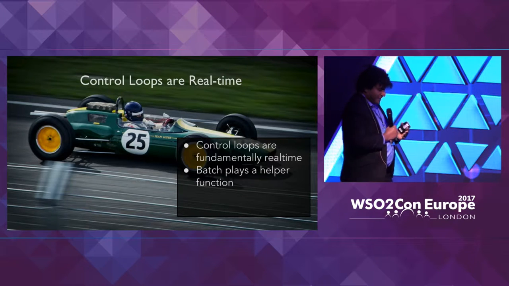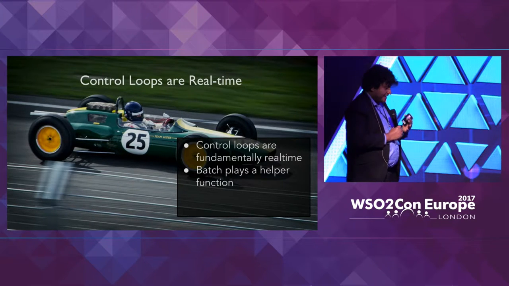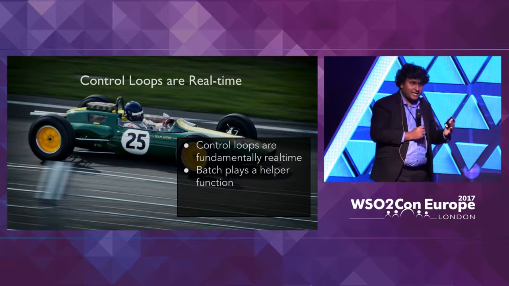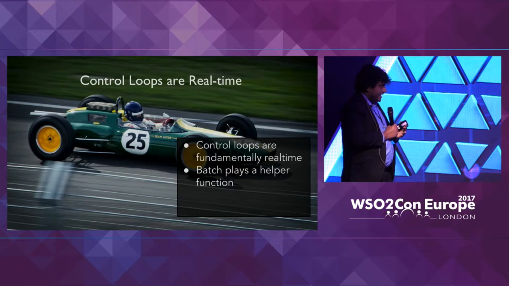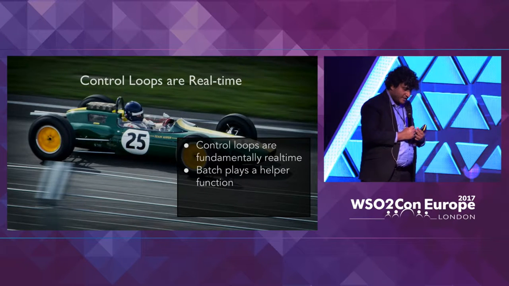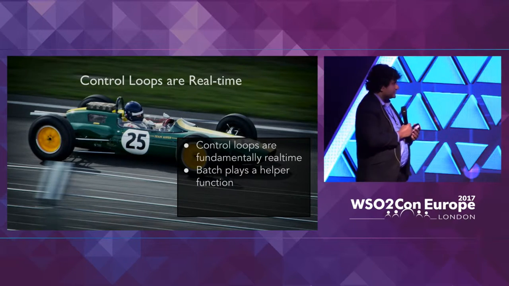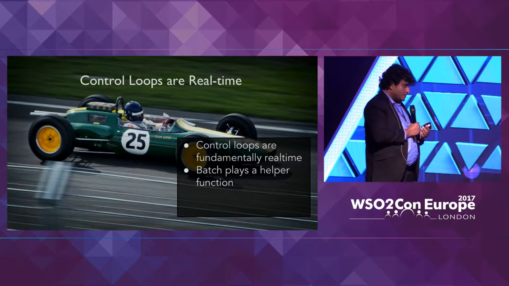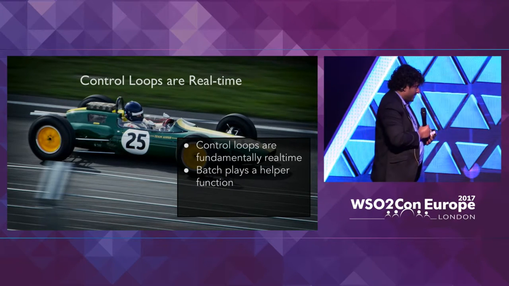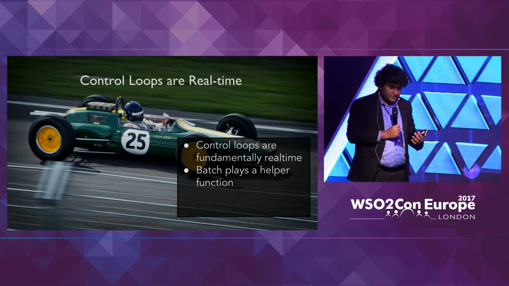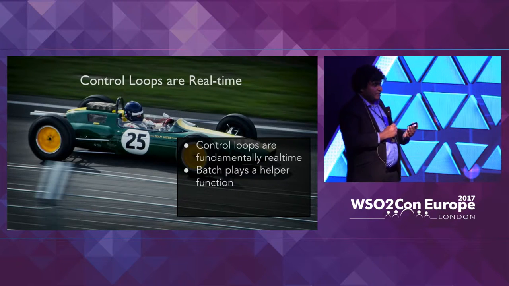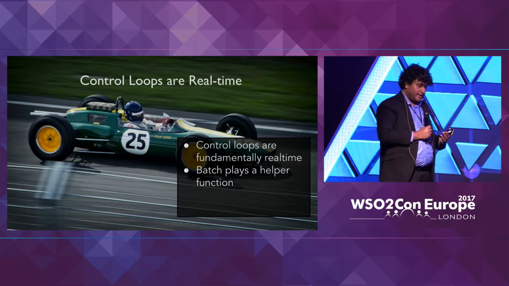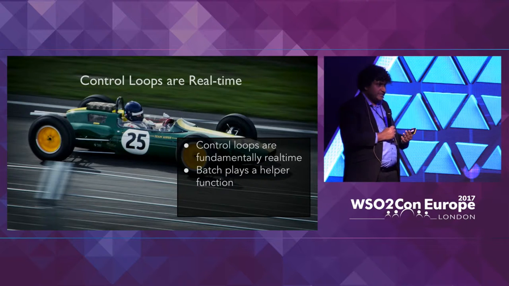So now we have the KPIs and the data. Now it's time to analyze them. These control loops are inherently real time, because when things happen, you have to respond to it, so they must be processed in real time. And batch processing also plays a helper function. It will analyze some data at rest and create some information to be used by the real-time pipeline.